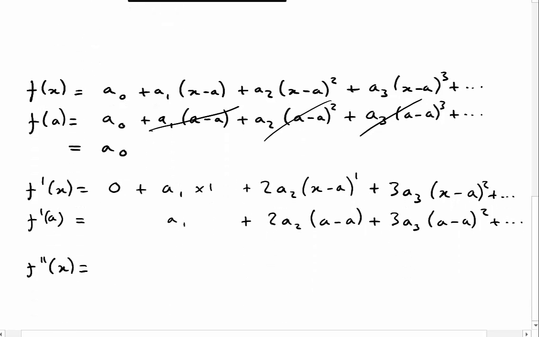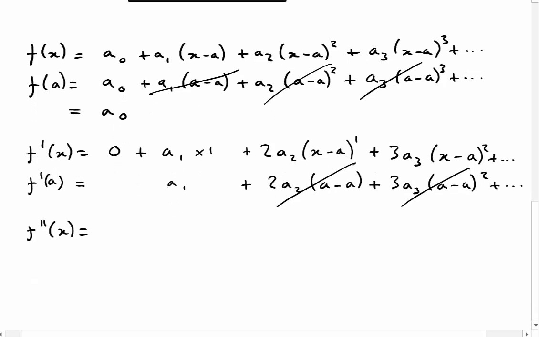Cool, okay. Now if I want to find a1, I just want to be left with this term here. The way I do that is by taking the derivative, then a0 disappears. I'm just left with a1, because the derivative of x minus a with respect to x is just 1. Then the derivative of a2 times x minus a all squared is 2a2 times x minus a to the power of 1, and the derivative of a3 times x minus a all cubed is 3a3 times x minus a all squared, and so on. If I plug in x equals a, that goes away, that goes away. Any term with x minus a just goes away when I plug in a. So I'm just left with a1, that is, f dash of a equals a1.